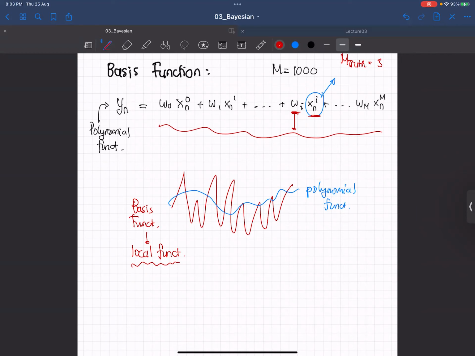Any questions so far? Okay, so that's the intuition behind this. So let's get into the details of the mathematics of the Gaussian function.